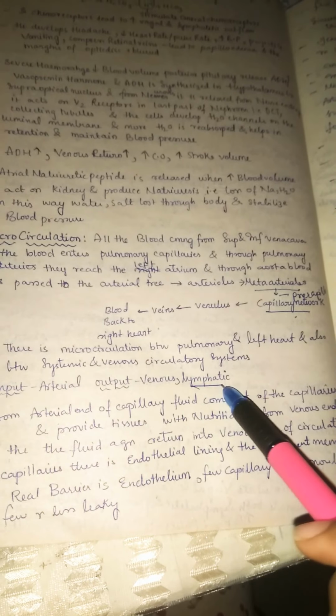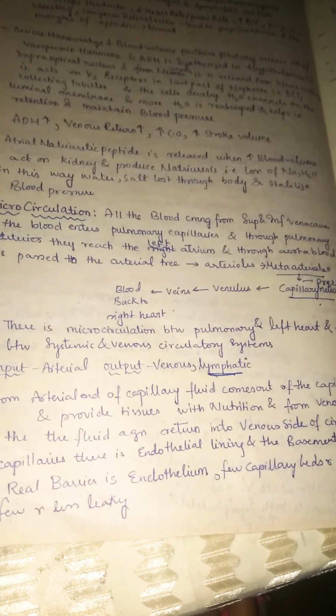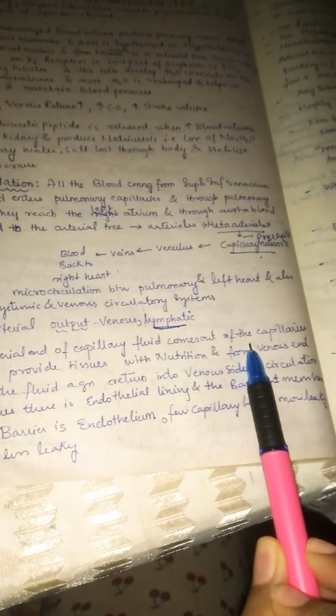Also remember that our lymphatic system acts as a major output, because sometimes all the fluid may not get out from a vein. Some of it may remain, and that remaining part is usually filtered out by lymphatics. That extra 5% or so of fluid is mainly taken back by the lymphatic system. From the arterial end of the capillary, fluid comes out of the capillaries and provides tissue with nutrition, and from the venous end the fluid again returns into the venous side of the circulation.